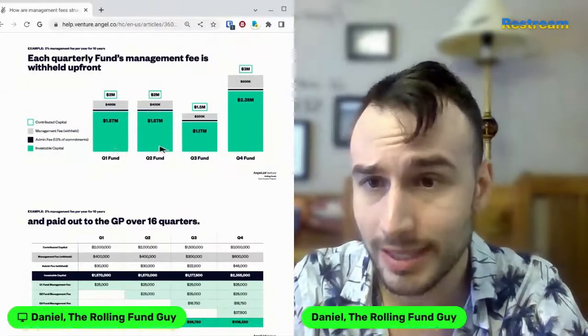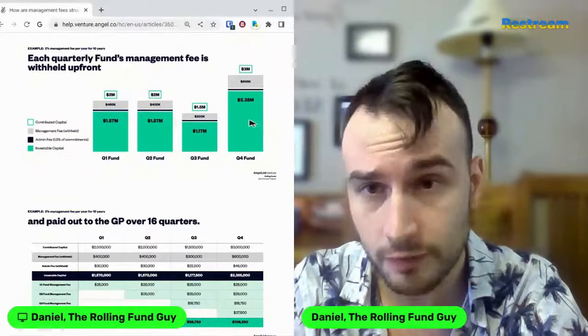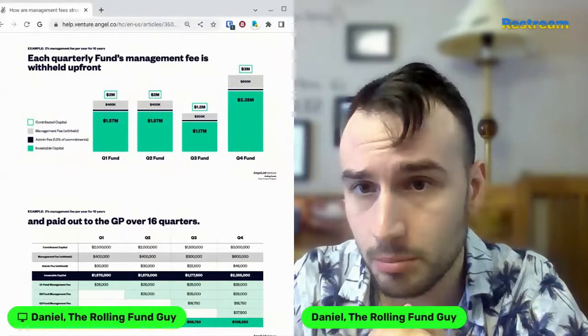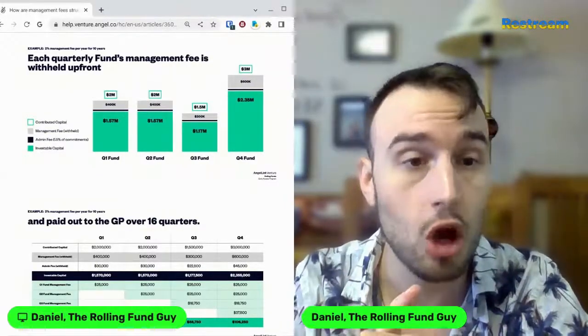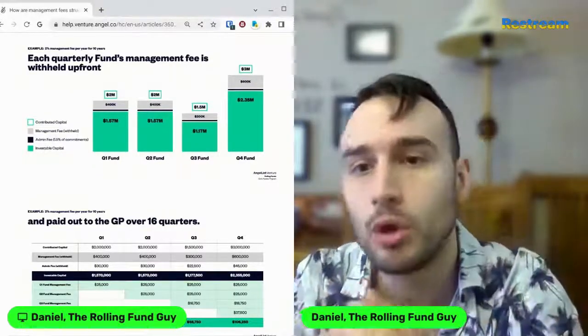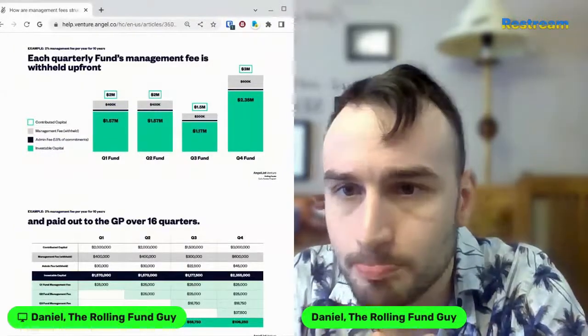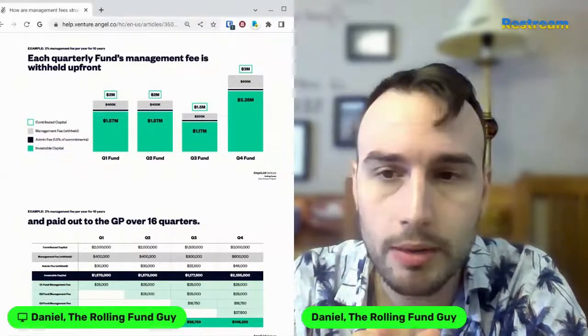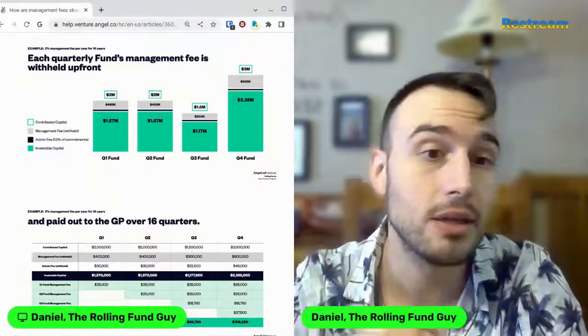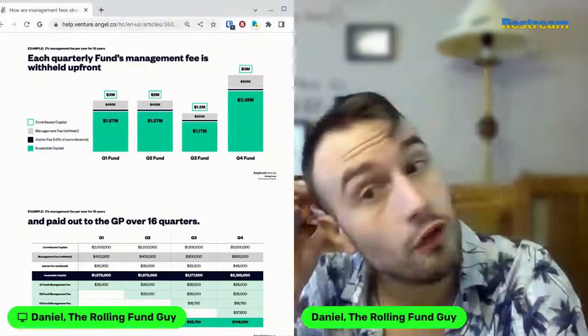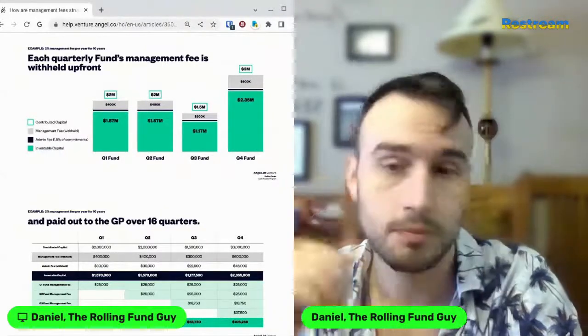Then AngelList takes their own 1.5% fee, which would be $350K off of a $2 million draw, leaving you, the GP, with about $1.575 million left to invest, to make deals with for that quarter's funds.